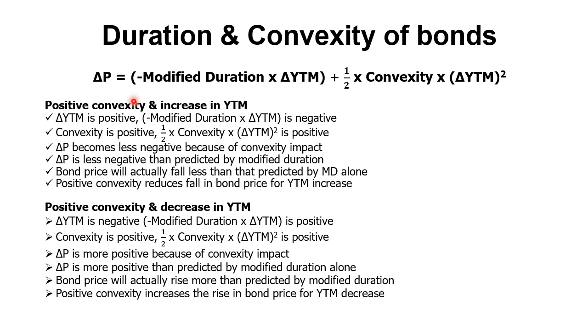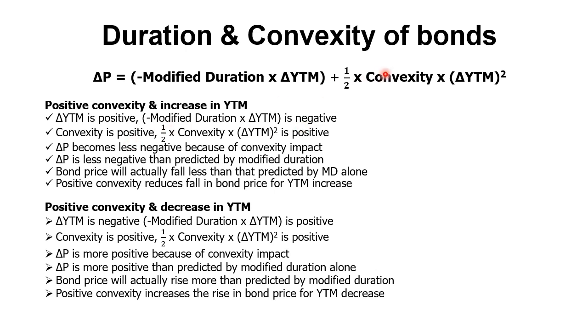Let's take the case of positive convexity and an increase in YTM. If the YTM increases, delta YTM is positive. Therefore, the first term on the RHS, which is basically the modified duration impact, which is equal to minus modified duration into delta YTM, will be negative. We are multiplying a negative number with a positive number, so the result will be negative.